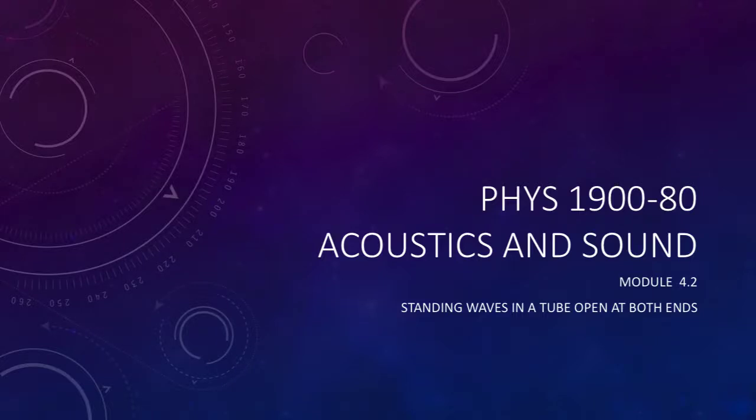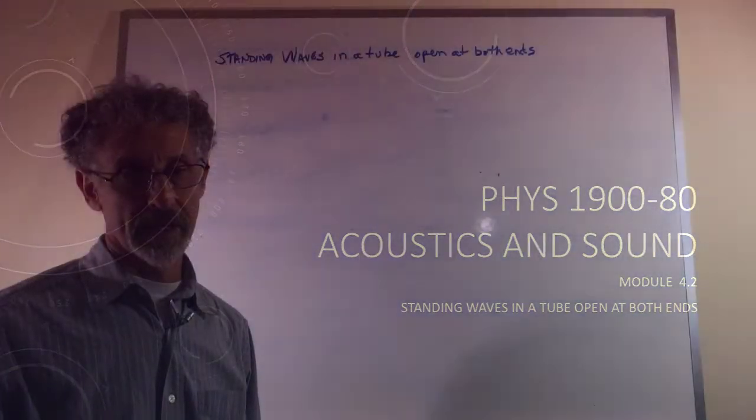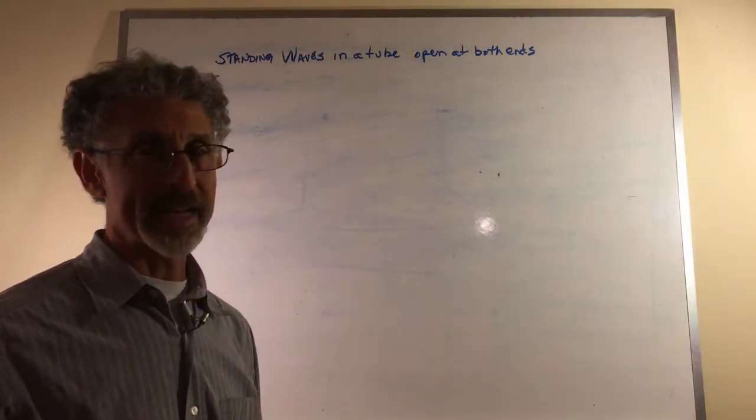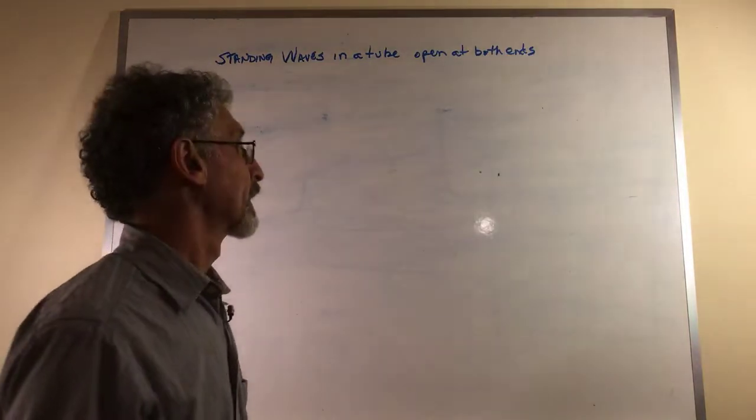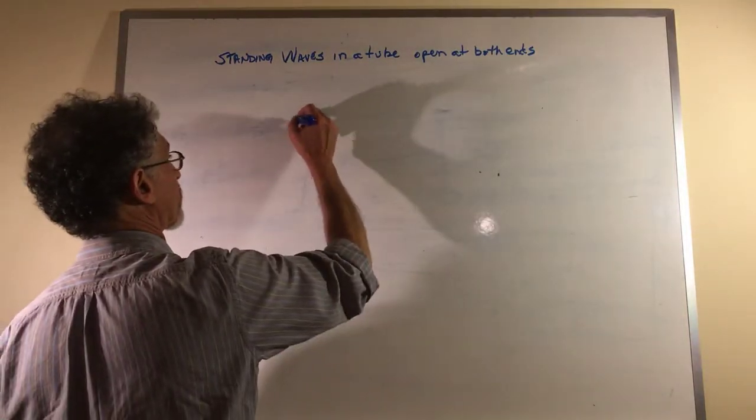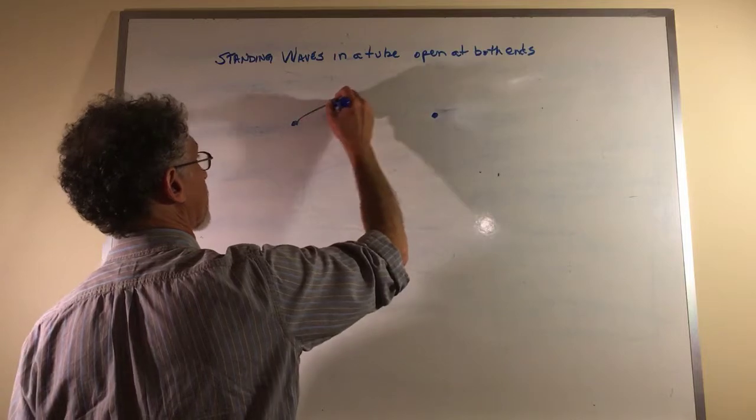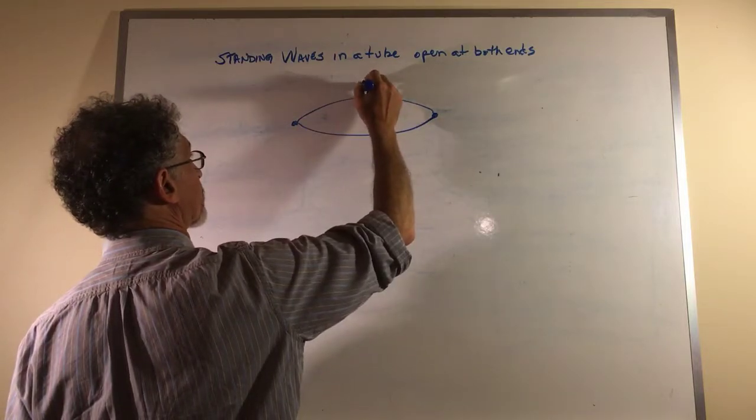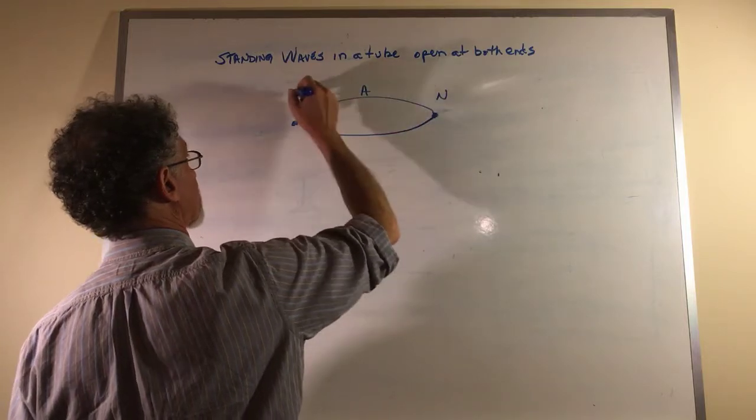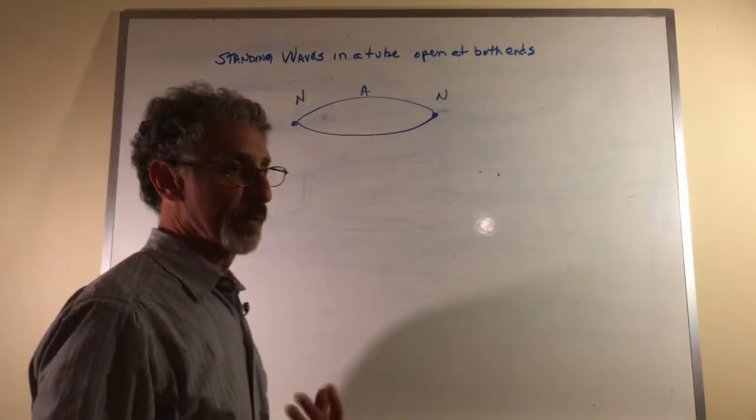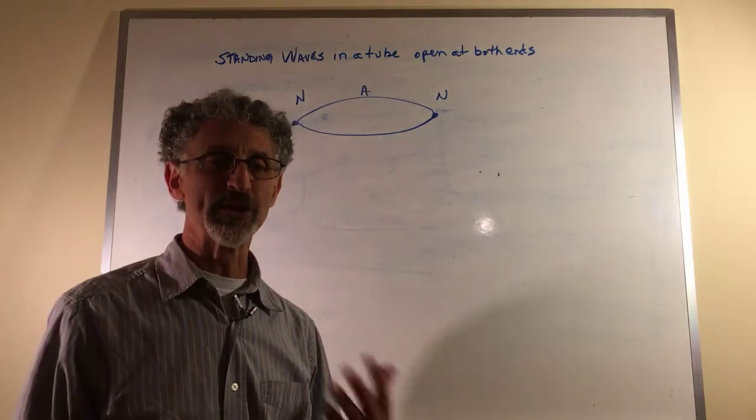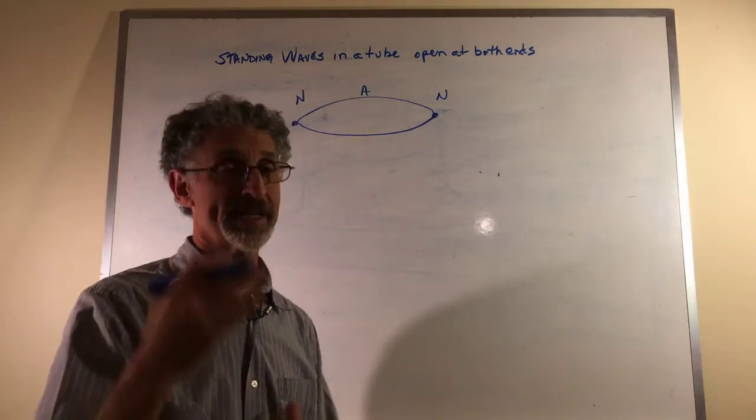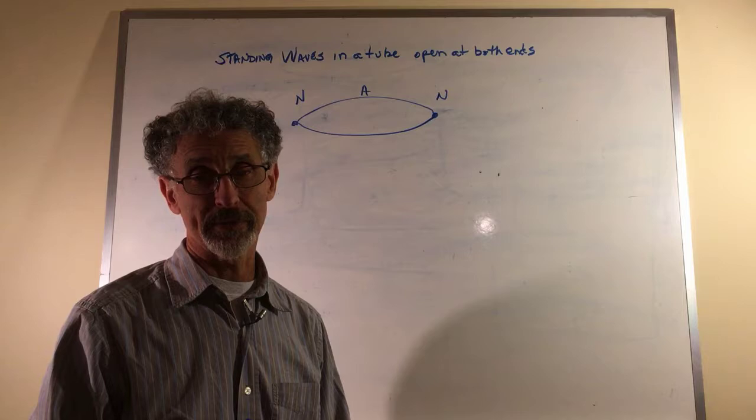Module 4.2, Standing waves in a tube open at both ends. We've already talked about standing waves in a string. And when we talk about the string, we've got nodes on either end. And for the fundamental frequency, we have one antinode and nodes on the ends of either side. Remember that a node means that there is no change, and an antinode is where there's maximum change.